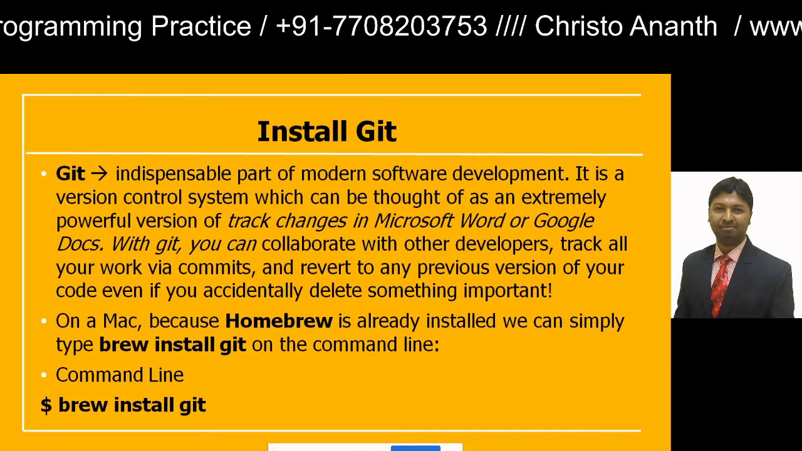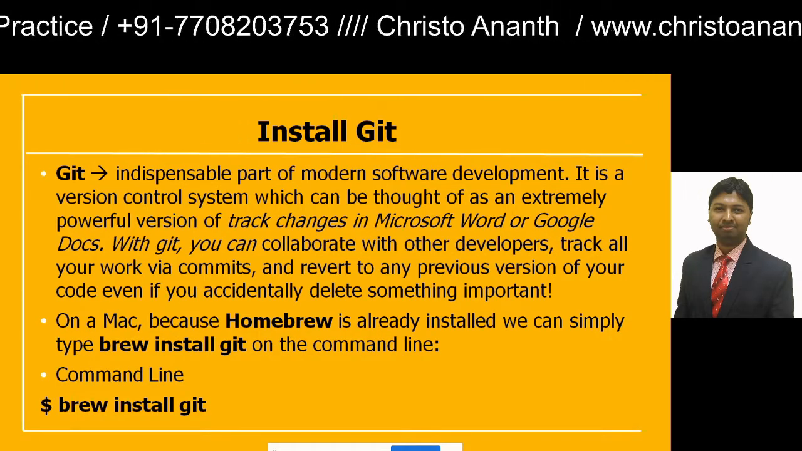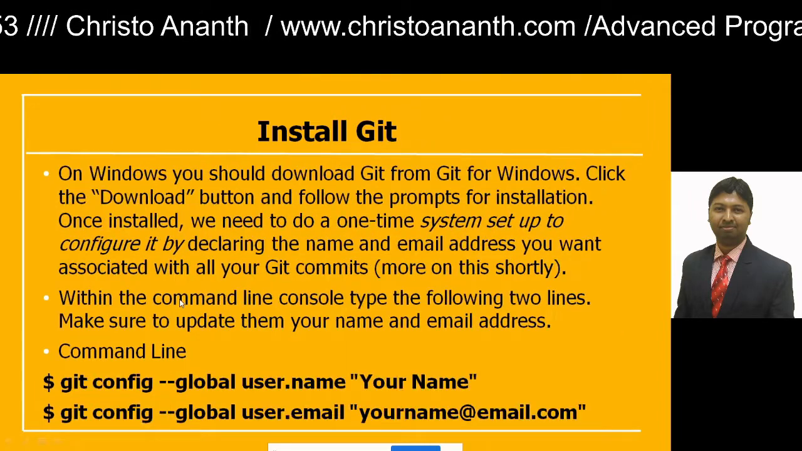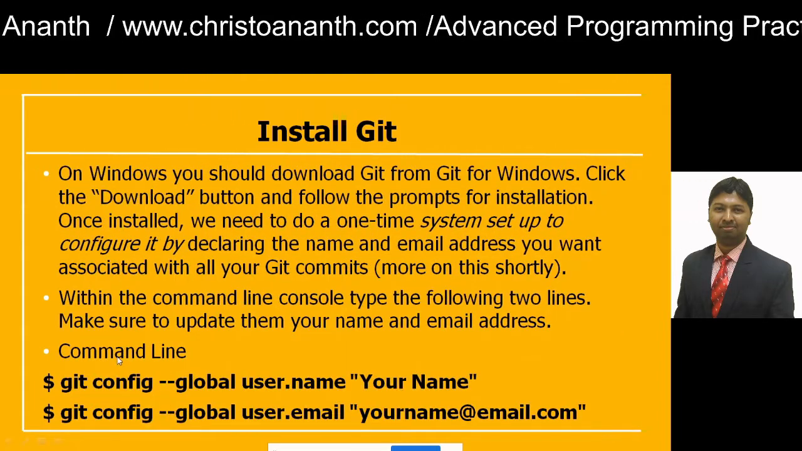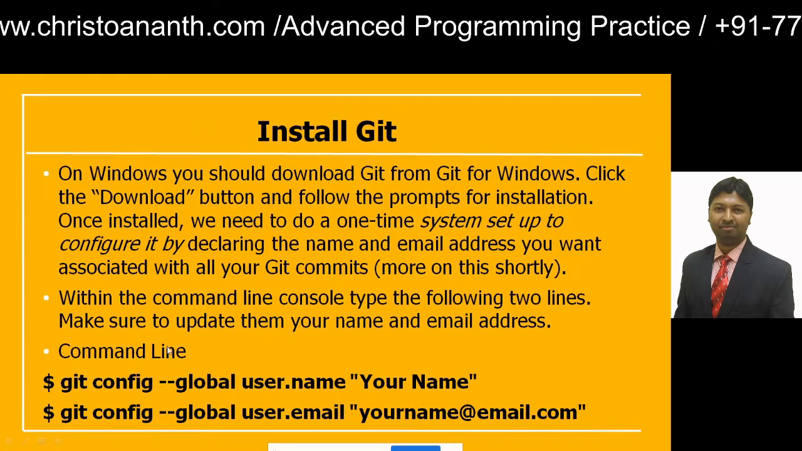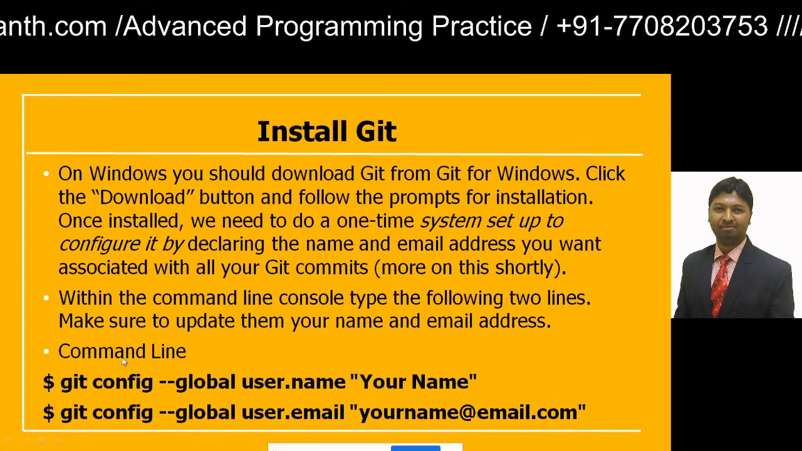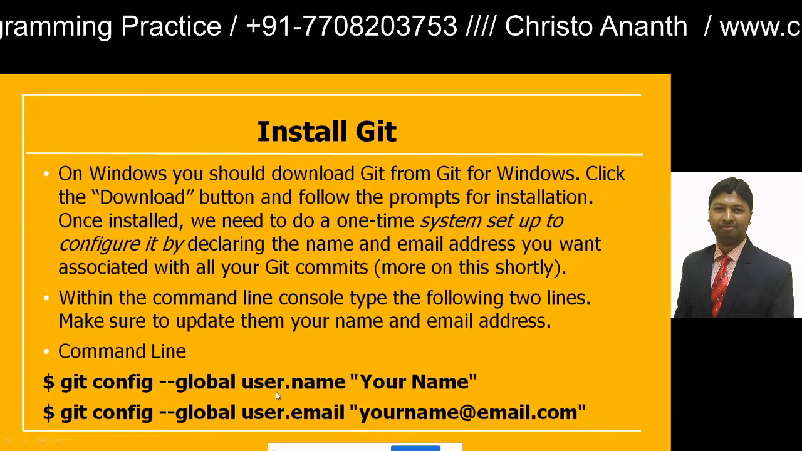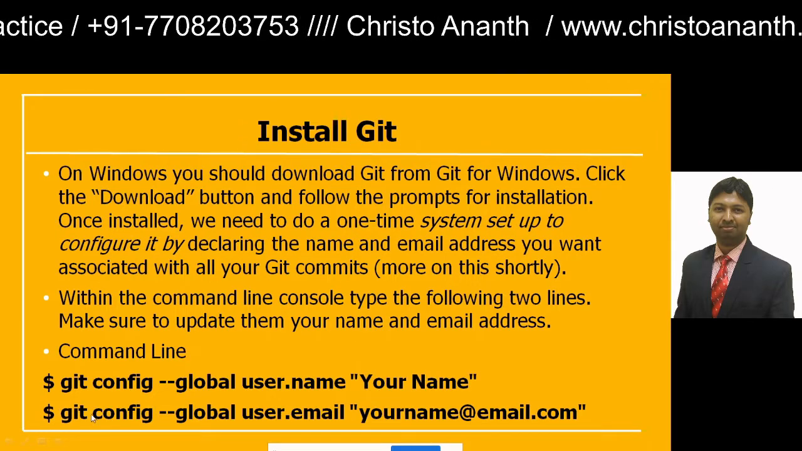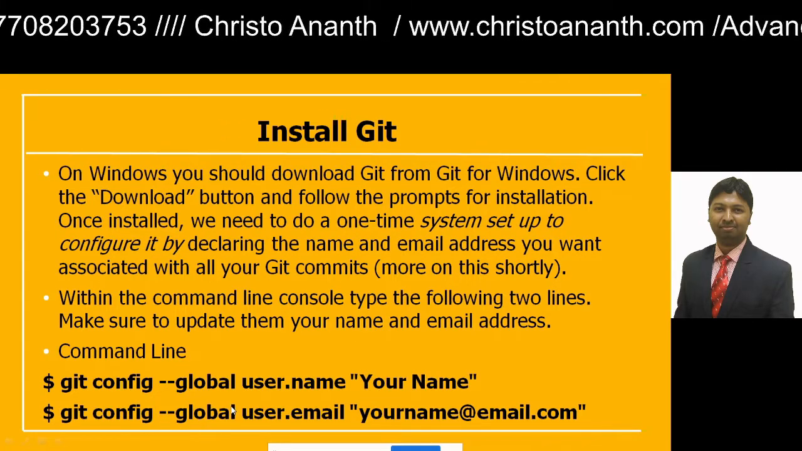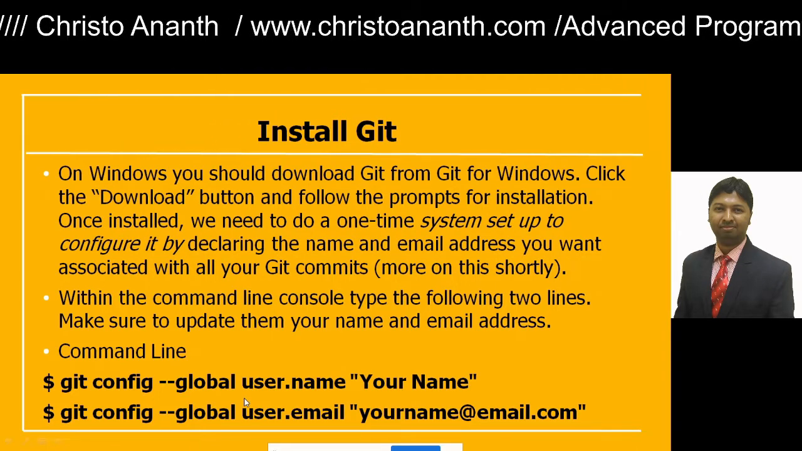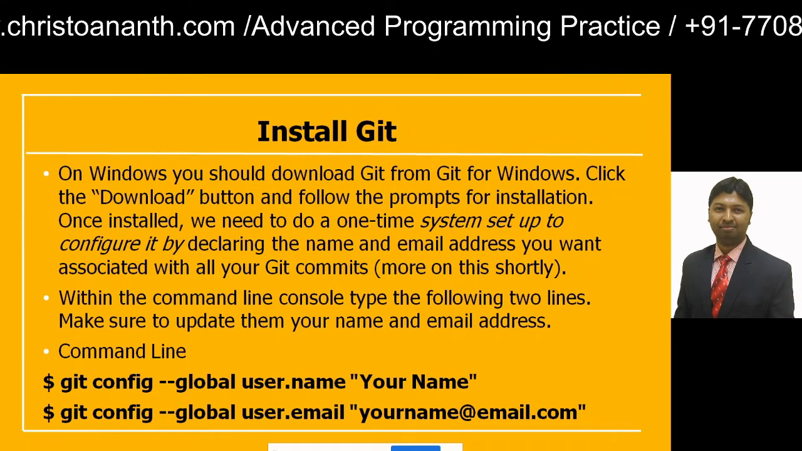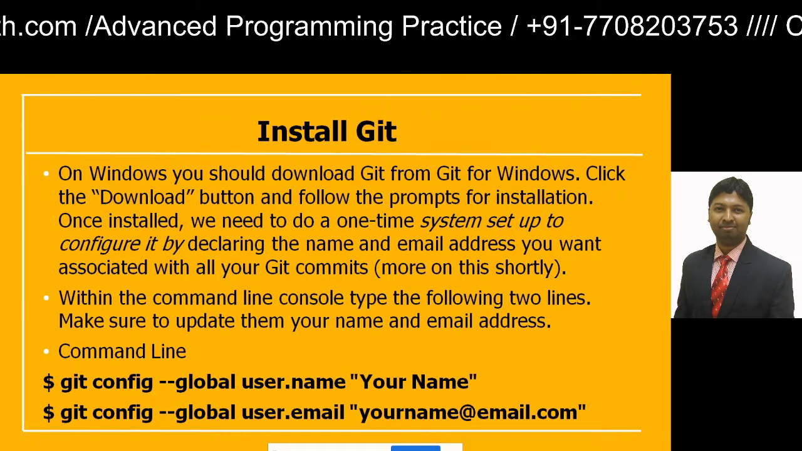For the Mac platform, you can use Homebrew. You can go with $ brew install git, and after installing, you can type in the command line. You can go with the console, type the following two lines, the name as well as the email address. So $ git config --global user.name, your name, and then $ git config --global user.email, your name at email.com. So make sure you type all the necessary fields and you check whether the functionality works as designed.